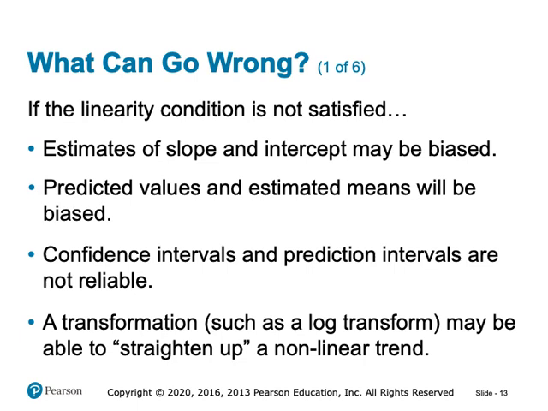4. A transformation may be able to straighten up a nonlinear trend. Fortunately, there are ways to address nonlinearity. One common approach is to apply a transformation to the data. For example, taking the logarithm of the predictor variable or the outcome variable, or both, might help to straighten out a nonlinear relationship. By transforming the data, we can often get closer to satisfying the linearity condition and thereby obtain more reliable estimates and predictions.